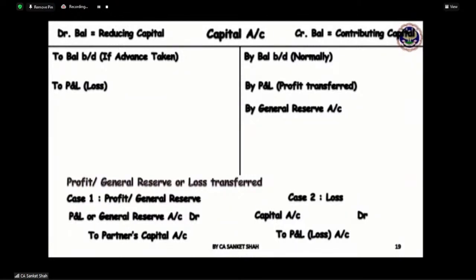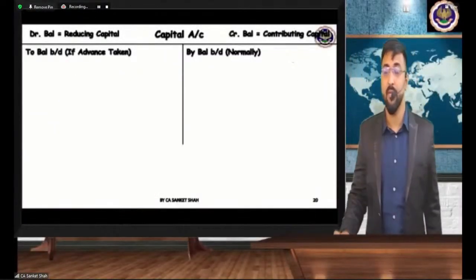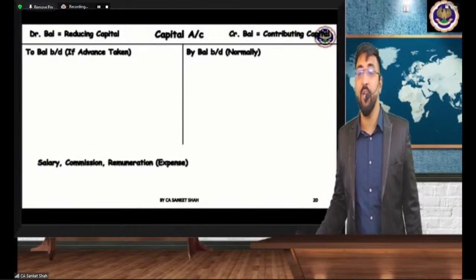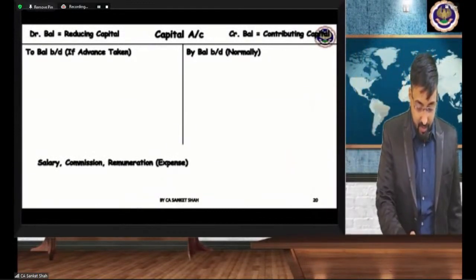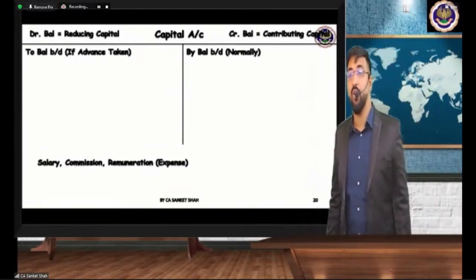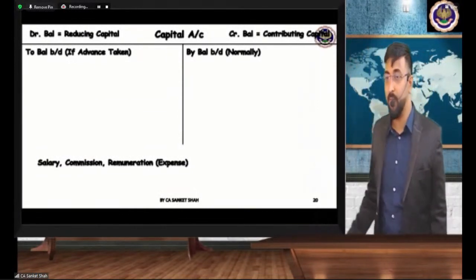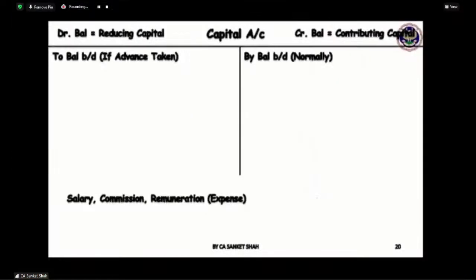Next one is salary, commission, and remuneration. I want the entry from your side. Salary, commission, and remuneration. Tell me fast. Salary, commission, or remuneration, what is the entry?